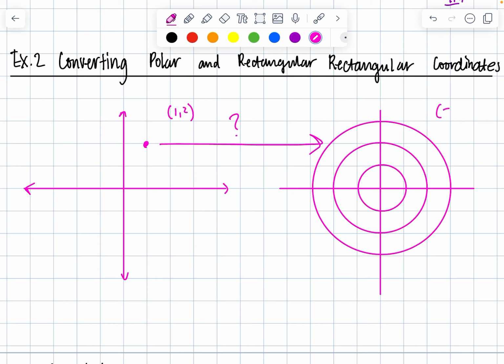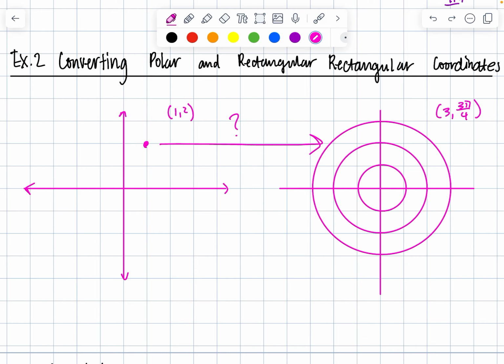Okay? Same thing happens if we have, let's say, something in polar. If I have, let's say, (3, 3π/4), that would land on the third ring and in quadrant 2, if you were to label this. That would mean it lands in quadrant 2 here.